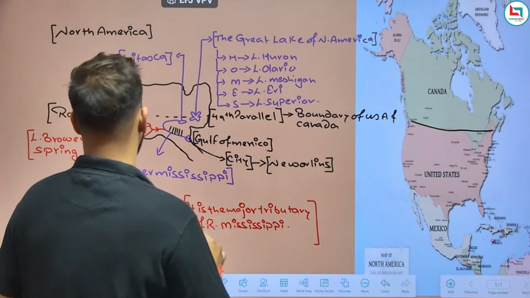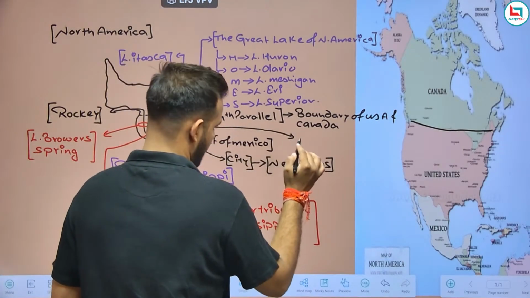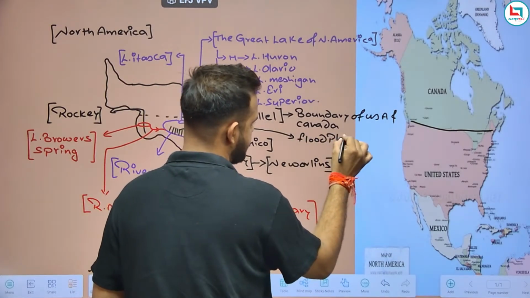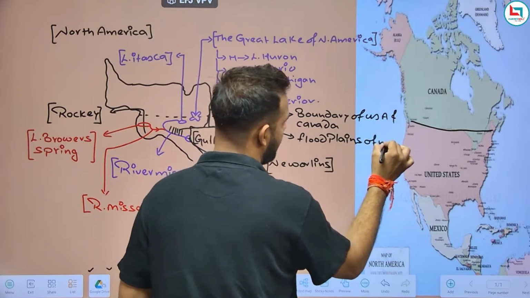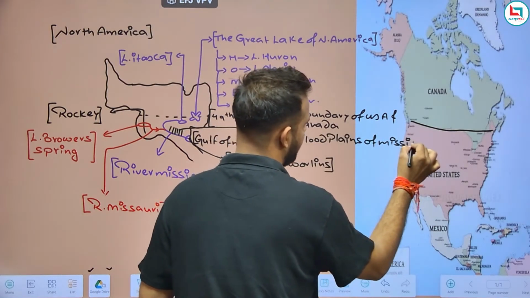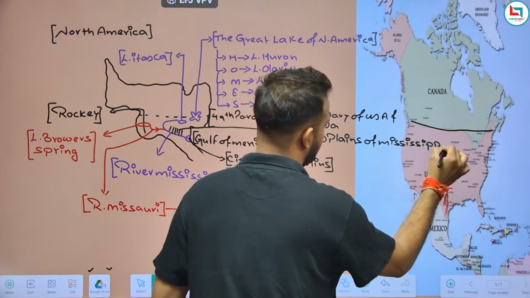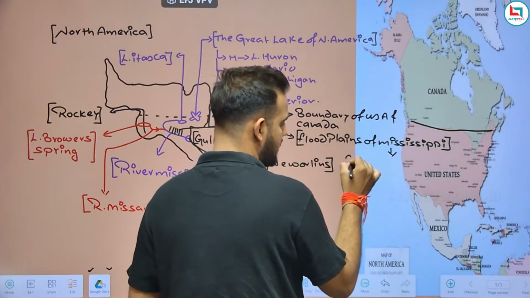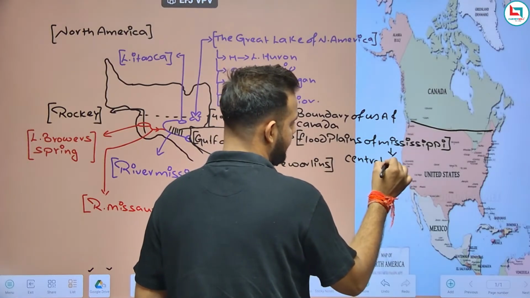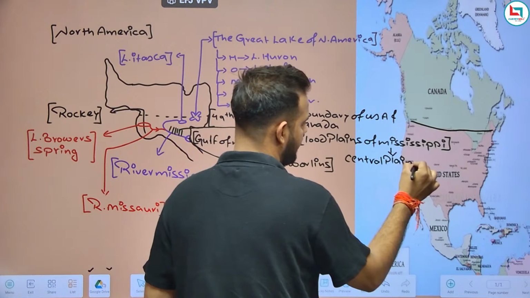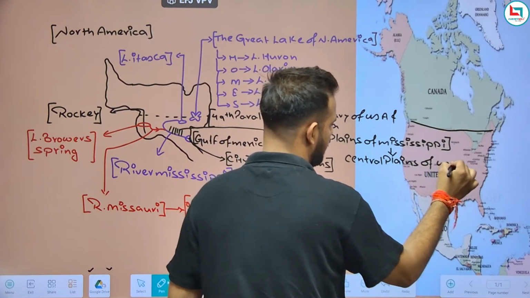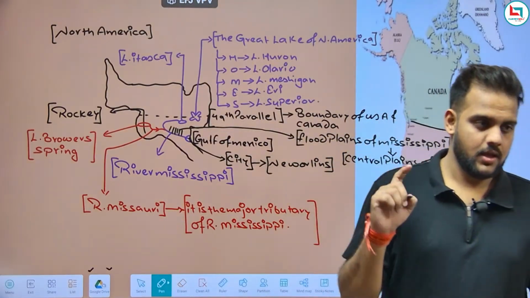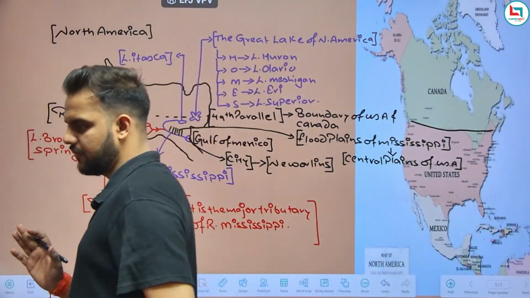Okay, so these are the floodplains of Mississippi, and these floodplains are known as Central Plains of US. They are known as the Central Plains of USA. Now guys, these are the major things that we should know.